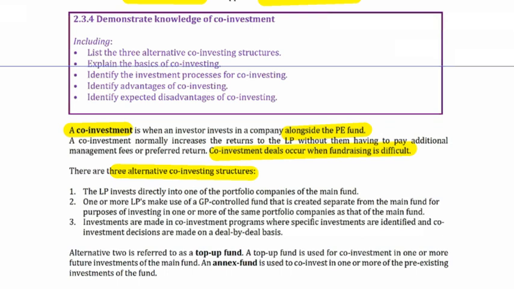Number 1, the limited partner invests directly into one of the portfolio companies of the main fund. Number 2, one or more LPs make use of a general partner controlled fund that is created separate from the main fund. Why do they do this? The purpose is investing in one or more of the same companies as that of the main fund. And investments are made in what we call co-investment programs.